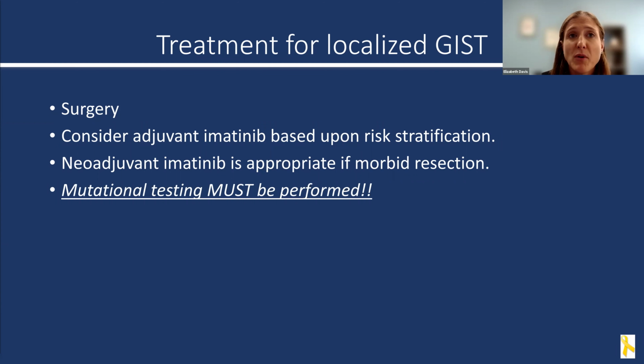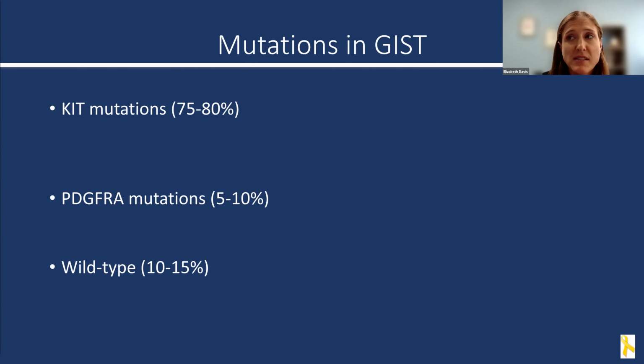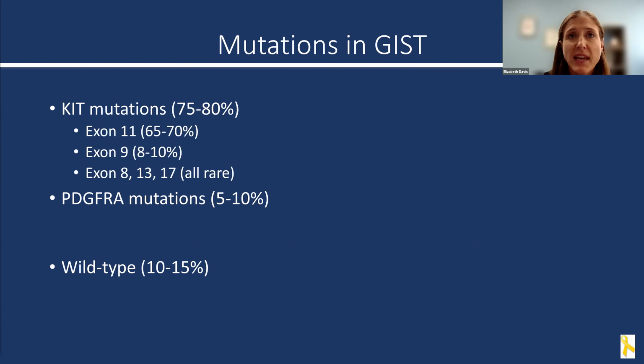It's important to keep in mind, though, that prior to prescribing any imatinib, mutational testing must be performed. When we look at mutations in GIST, they generally fall into one of 3 categories. The majority of GISTs have a KIT mutation, and then a smaller subset have either a PDGFR alpha mutation or are in the category that we deem wild type. Within KIT, exon 11 is far and away the most commonly mutated finding, followed by exon 9. Exons 8, 13, and 17 occur, but are much less common.